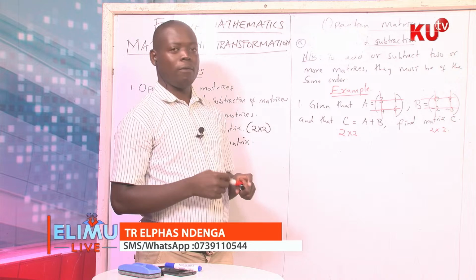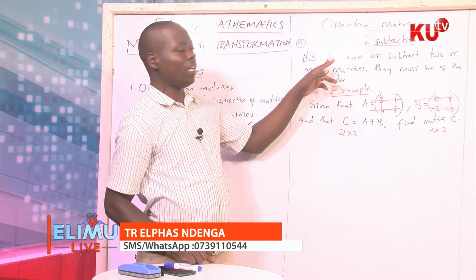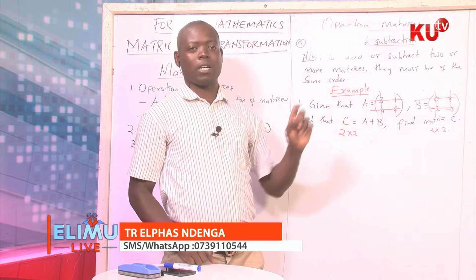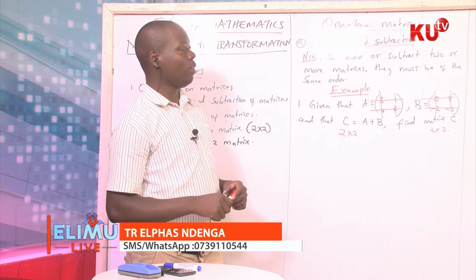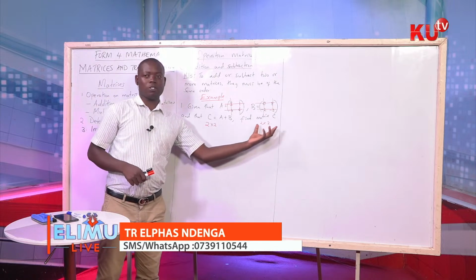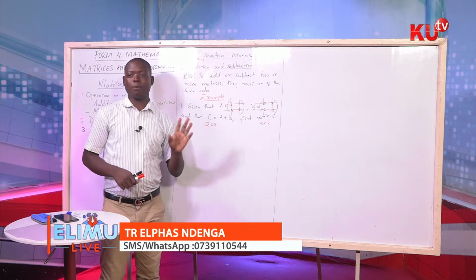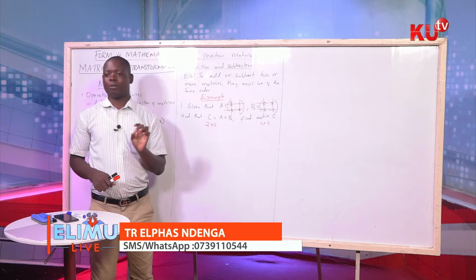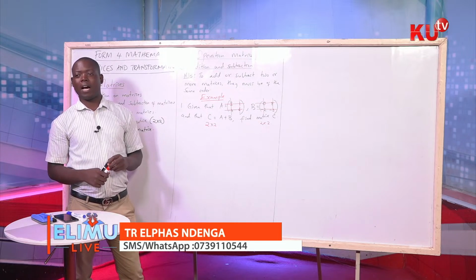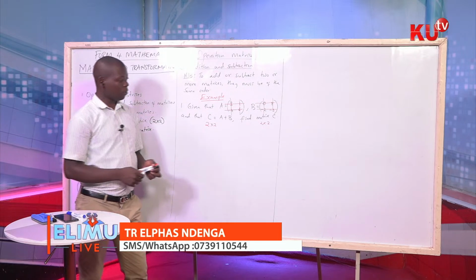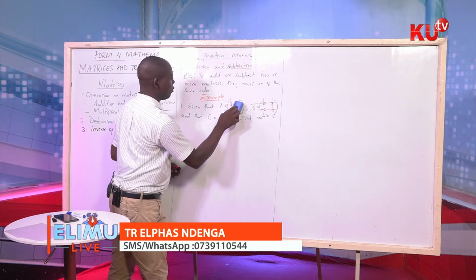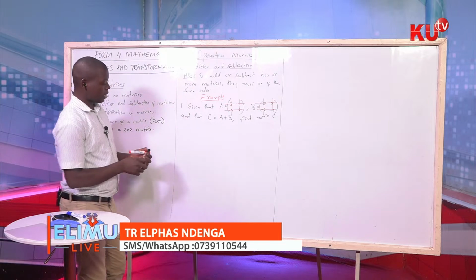Therefore, it qualifies the condition for addition of matrices, where we are saying for you to add or subtract two matrices, they must be of the same order. And that is true, they are all of order 2 by 2. So we can add. And in that case, students, we say these matrices are compatible. So let's work it out, students, to get the sum of these two matrices and eventually identify matrix C.